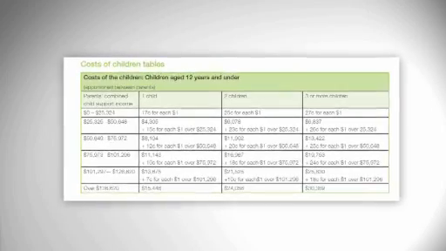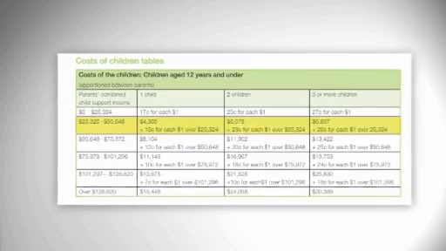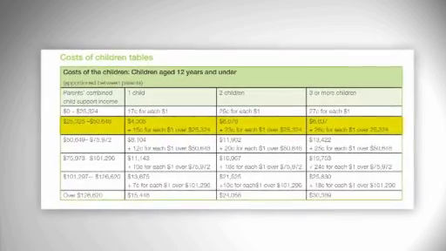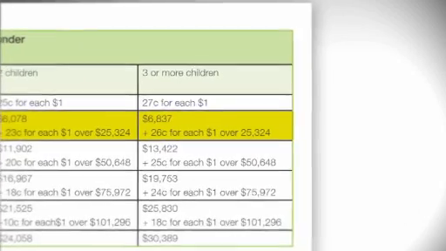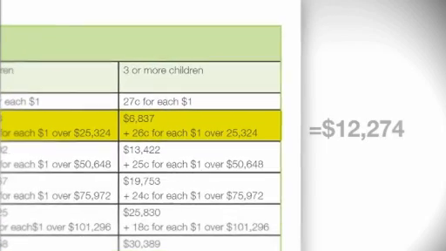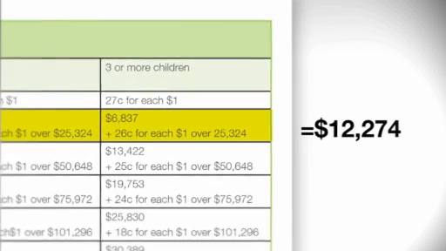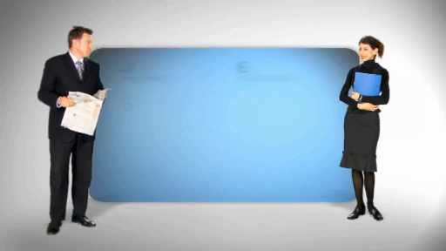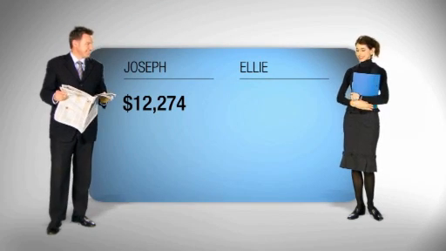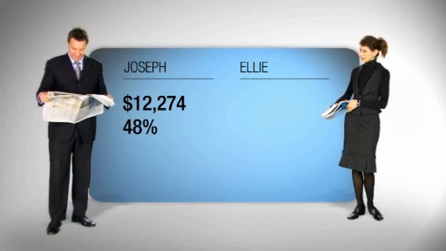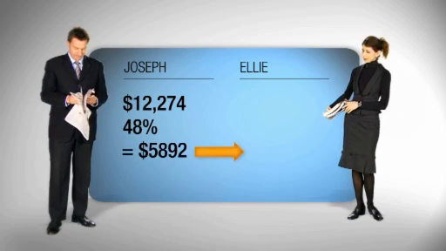Next, we look at the cost of children table. Here we can see that the total cost of the children, based on the total resources of the parents, is about $12,300. Joseph needs to transfer 48% of these costs to Ellie. That's about $5,900.